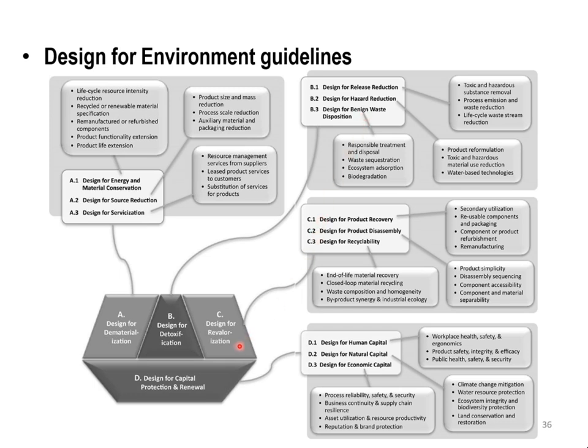Okay, so the C part is going to be about the design for the product recovery, design for the product disassembly, and design for the recyclability. That's how we can simply do a redevelopment for the design so it can be recycled and or reused, whatever the part is. Now the part D is going to be design for the human capital, design for the natural capital, and design for the economic capital.